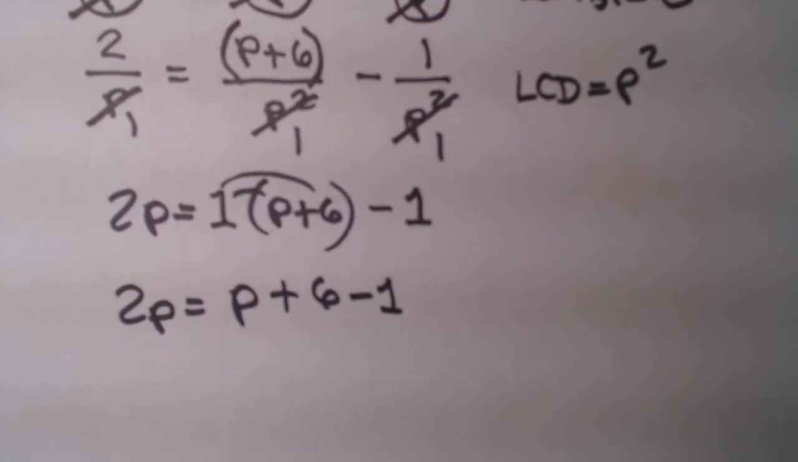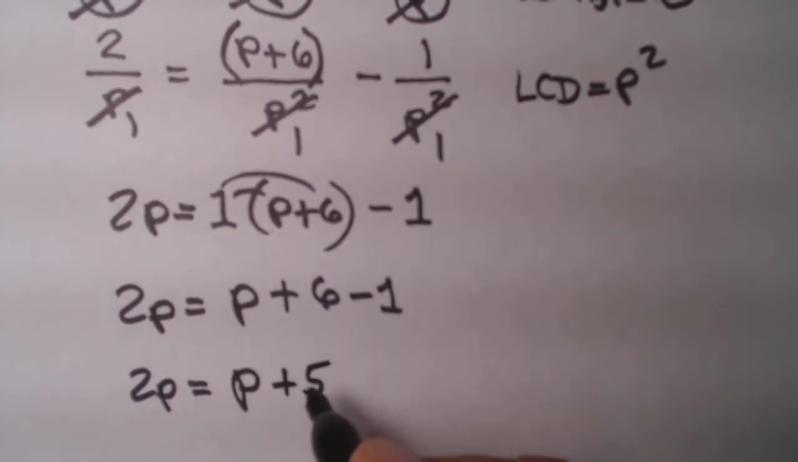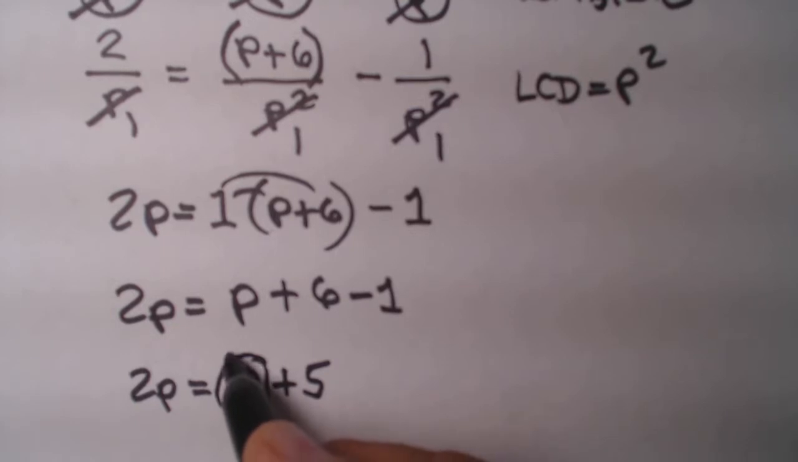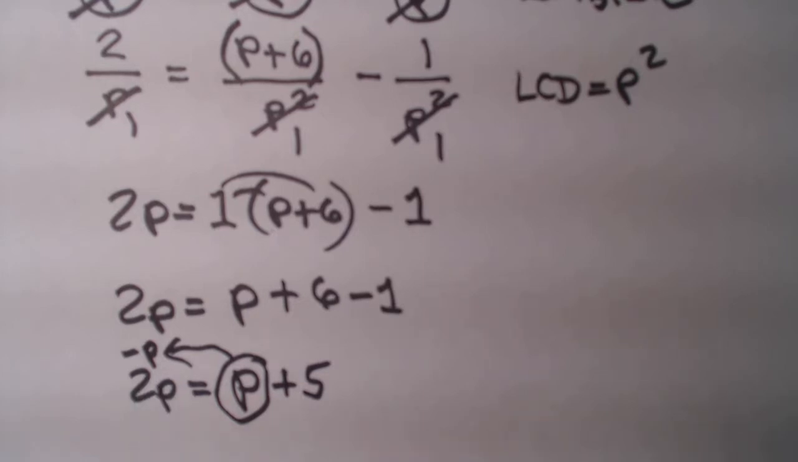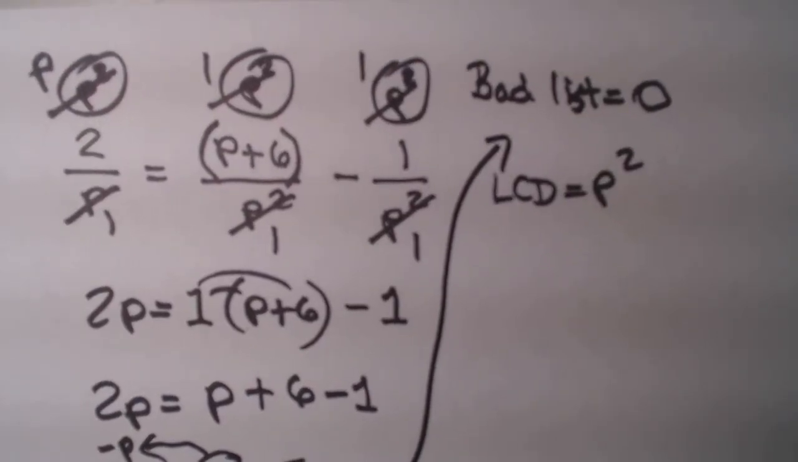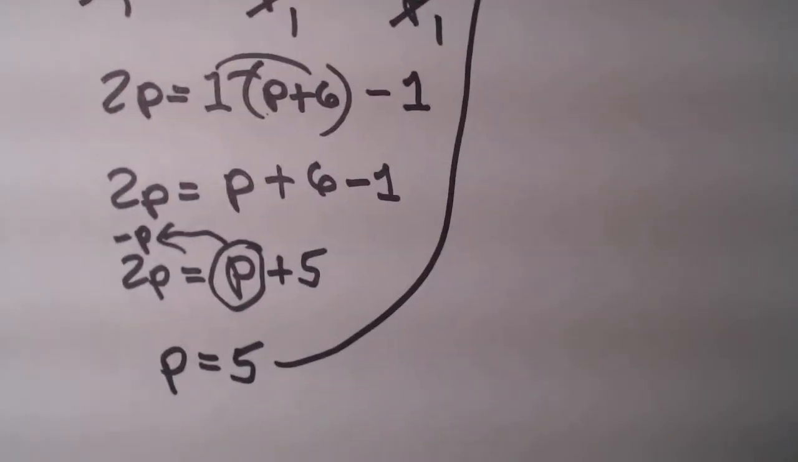Okay, well, we're getting closer here. I still have the 2p on the left. A single p on the right, plus 6 minus 1 is plus 5. Okay, well now, I want to solve for p, so I got to get the p's all to the left. So this plus p comes over as negative p. 2p minus p gives me a single p equals, looks like it's 5. Now, again, check that against the bad list way up on top. Our bad list was just p equals 0, and p equals 5 is not 0, so here we are. That's a good solution.